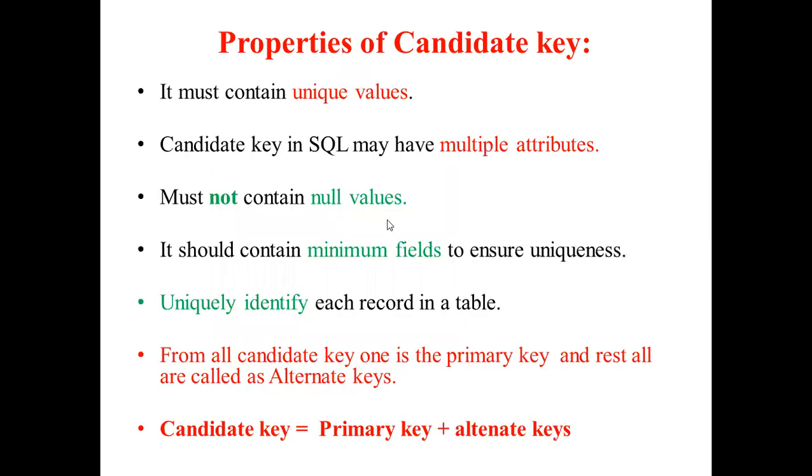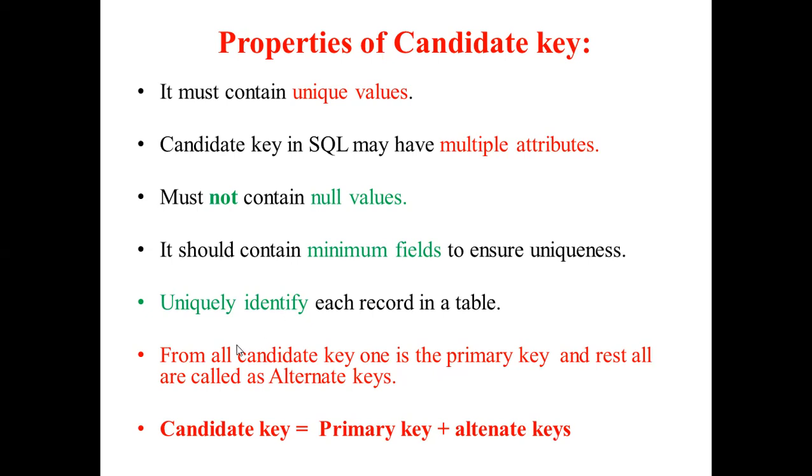So in short, if I want to summarize all about the candidate key, we can say that it must contain unique values because it is a part of a primary key. The candidate key in SQL may have multiple attributes, that is, a combination of attributes can be treated as the candidate key. It must not contain any null value, again, as this is a part of a primary key. It should contain a minimum of fields to ensure uniqueness. It uniquely identifies each record in a table. It is quite obvious because this is a key, and this is the condition for any attribute to become a key.